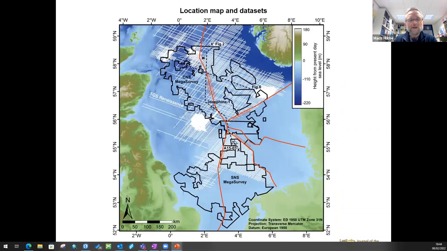So this is the database where we also have used 2D seismic to fill in the gaps between the 3D seismic in the less attractive, less prospective areas of the North Sea on top of the mid-North Sea high. There are only a few 3D seismic surveys these days. So we use the TGS North Sea Renaissance 2D seismic and other 2D seismic lines to fill in the gaps, which was extremely helpful. Next slide, please.